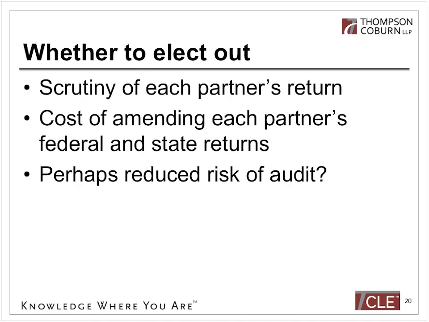Like if you have 50 partners and they do business in 40 states, so you've got 2,000 returns that have to be amended. It may be better to just not elect out. Let the partnership pay the tax, and the partnership pays it at the federal and any state level. And if you do elect out, by the way, the IRS is checking to see whether you're eligible to elect out. So I don't know whether electing out is really going to reduce your risk of audit or not, because they did say they are going to check to see whether people are eligible to elect out.